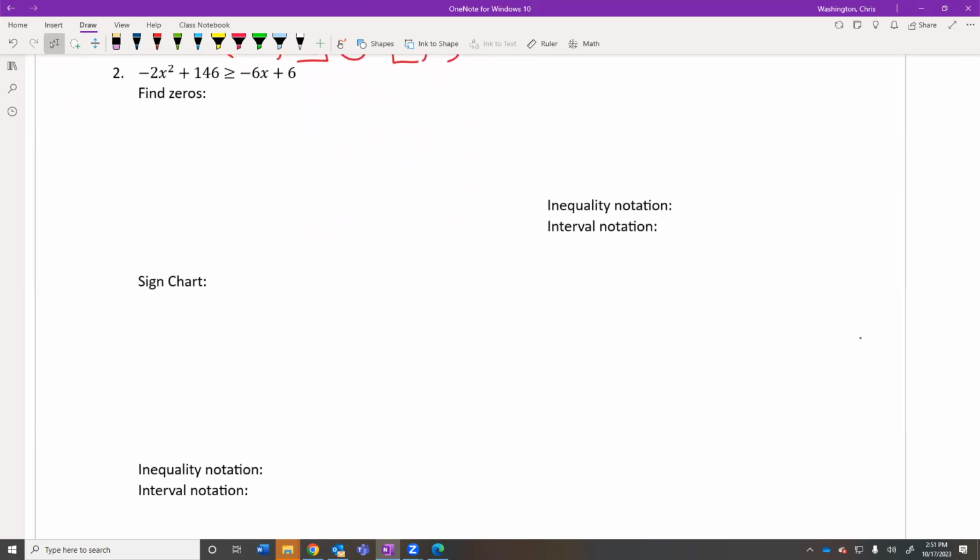All right, number 2. I only got 2 more examples, but it's going to take about 10 minutes per question for some reason. And it just takes a while. Not sure why.